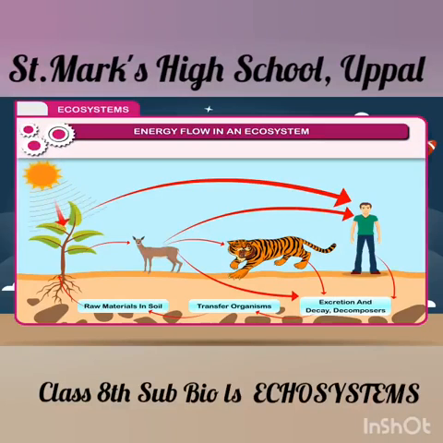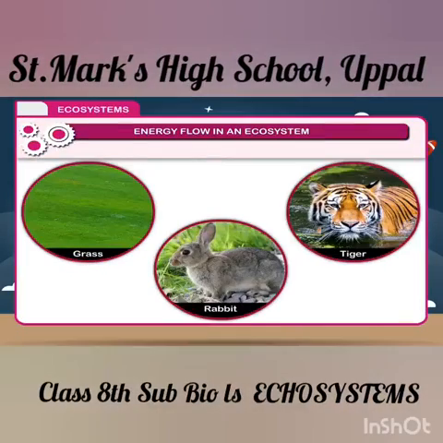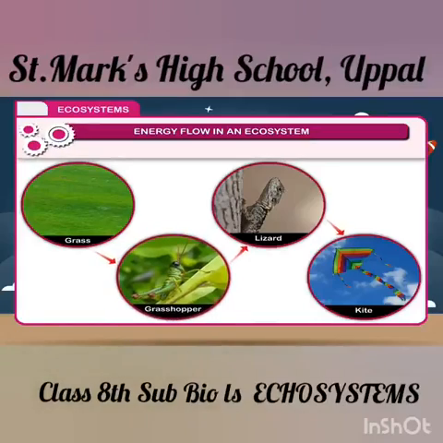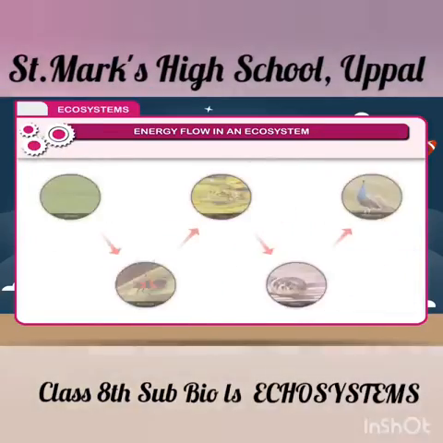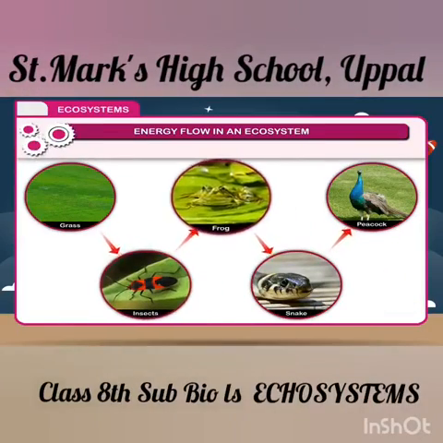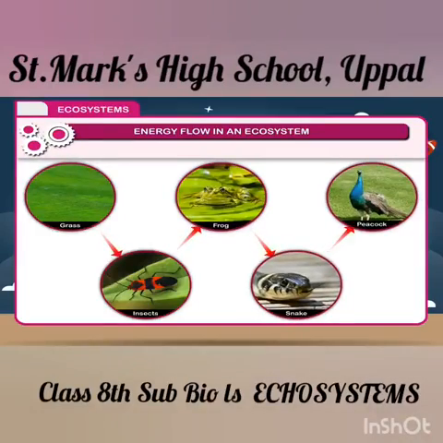The chain of food dependence is called the food chain. Examples: grass, rabbit, tiger. Grass, grasshopper, lizard, kite. Grass, insects, frog, snake, peacock.